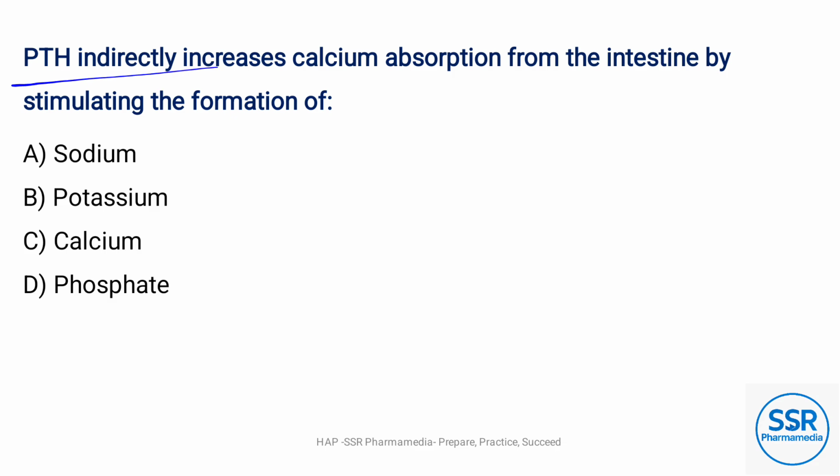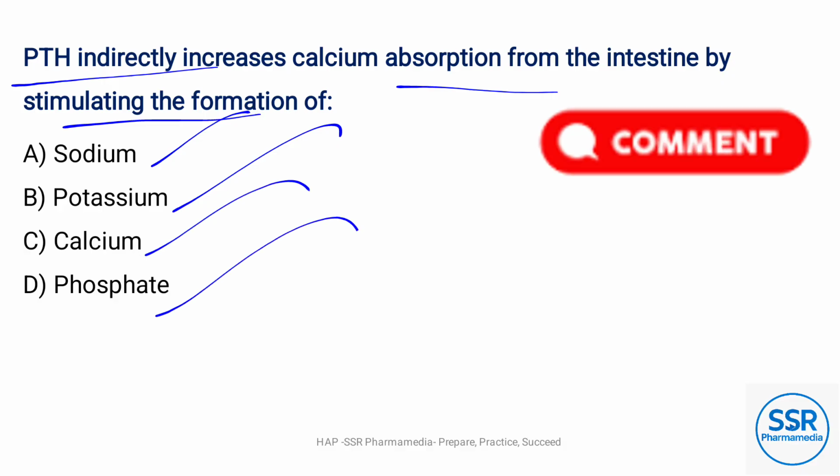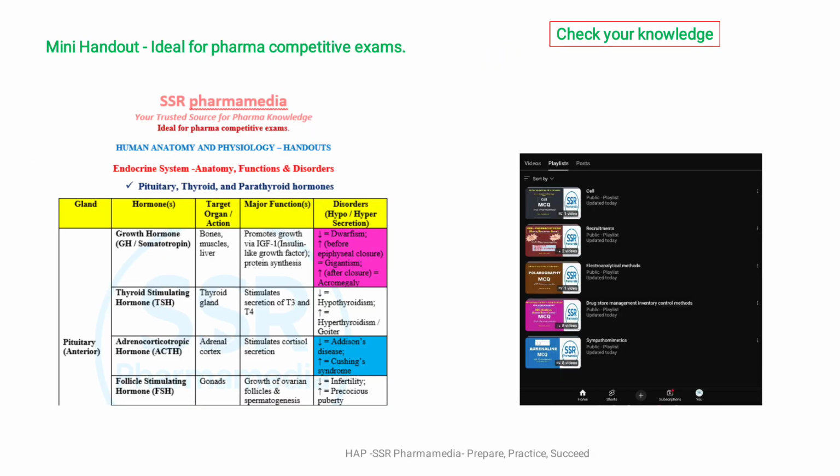Parathyroid hormone indirectly increases calcium absorption from the intestine by stimulating the formation of option A, sodium, option B, potassium, option C, calcium, option D, phosphate. So answer in the comment box.